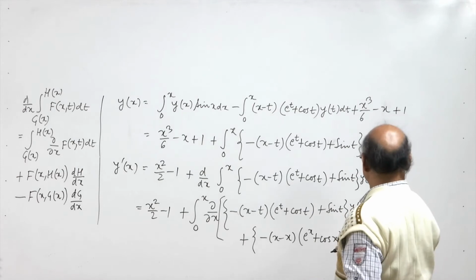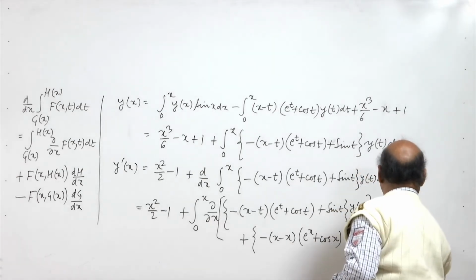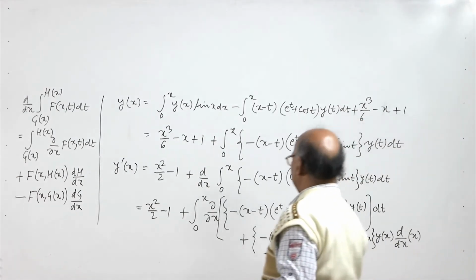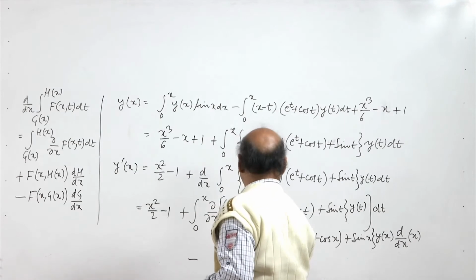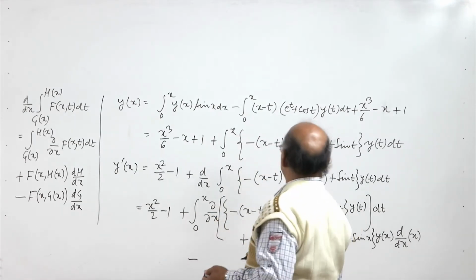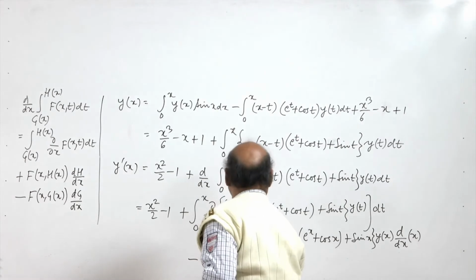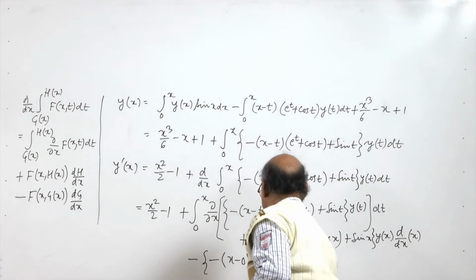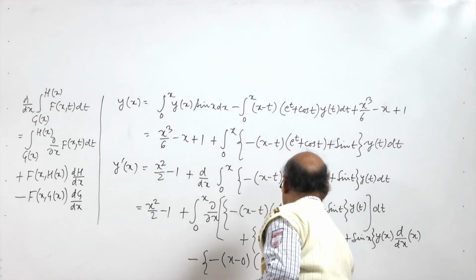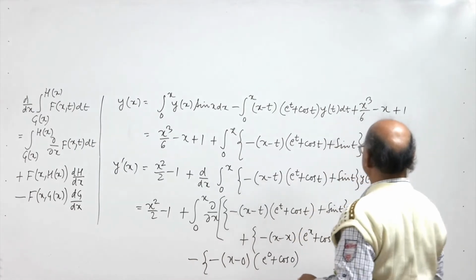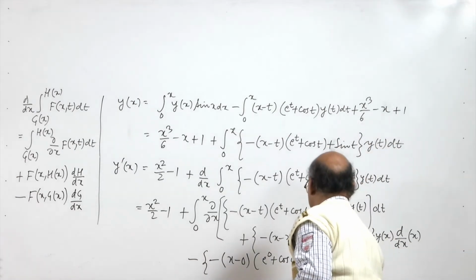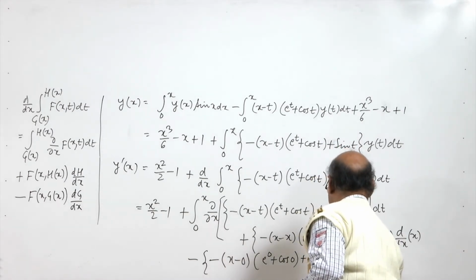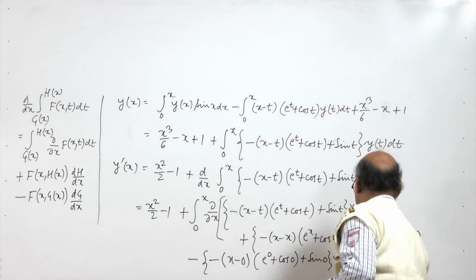and then d over dx of x, minus we now put in the integrand t equal to 0. So we get minus (x minus 0) (e to the power 0 plus cos 0 plus sin 0) into y(0) into d over dx of 0.